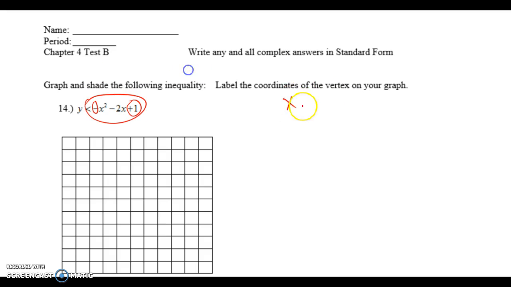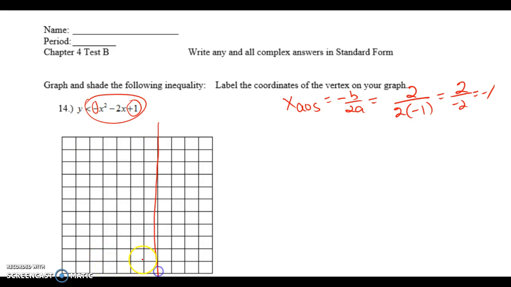So again, go back to what we did at the beginning of this test. I need negative b over 2a to get my axis of symmetry. So b is negative 2, negative b is 2, over 2 times negative 1. 2 over negative 2 is negative 1. So I have this inequality where the axis of symmetry is negative 1.